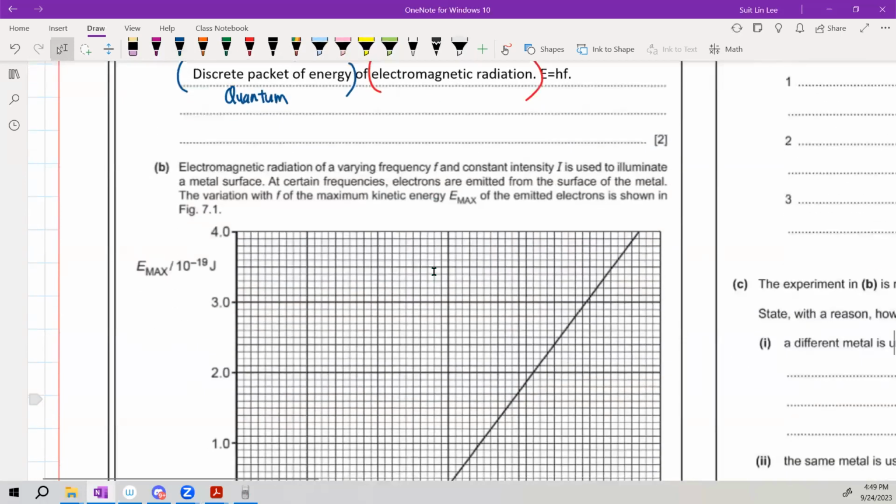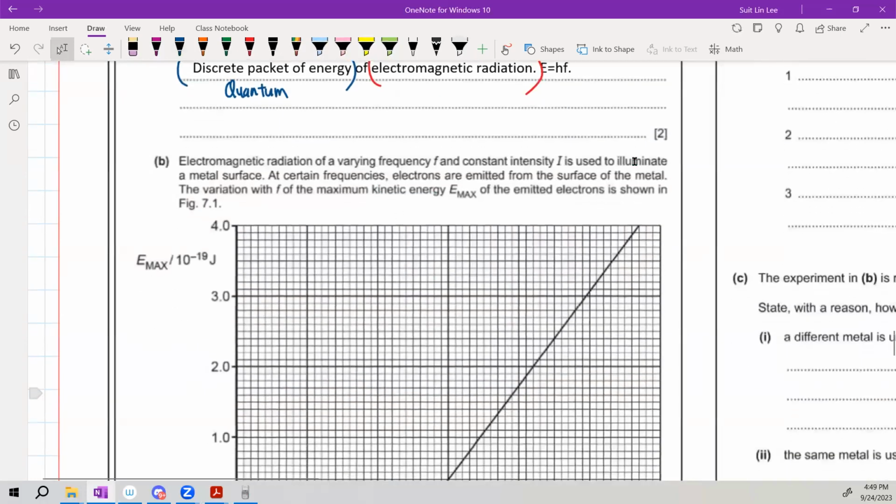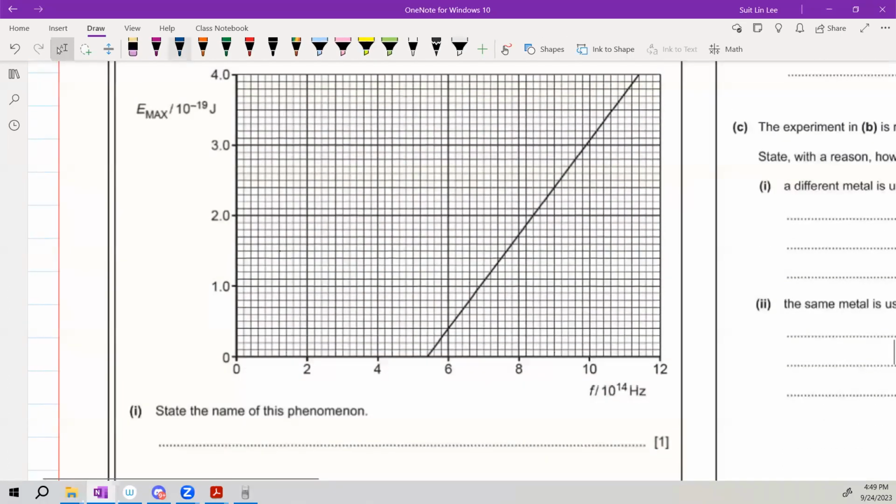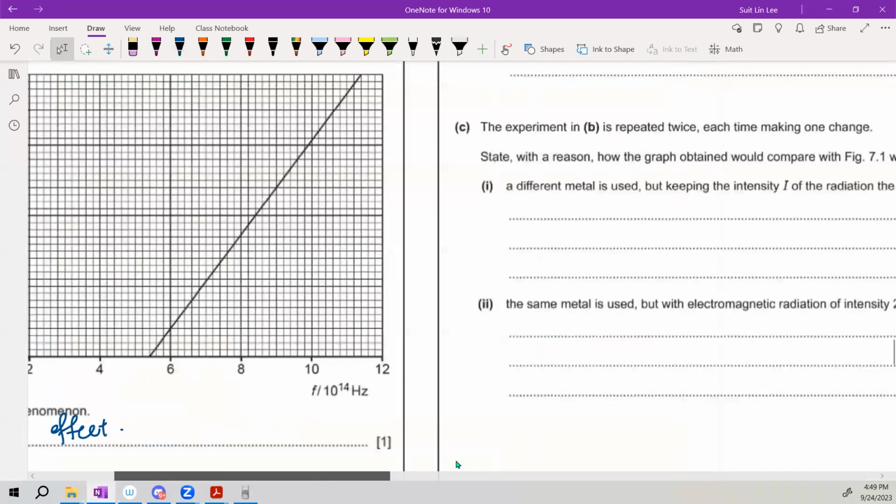Okay. So the EM radiation with changing frequency and constant intensity is used to illuminate the metal surface. At certain frequencies, electrons are emitted from the surface of the metal. And this is the KE max, maximum kinetic energy, against frequency. So I'll name this phenomenon. This is photoelectric effect. Very nice. Moving on.